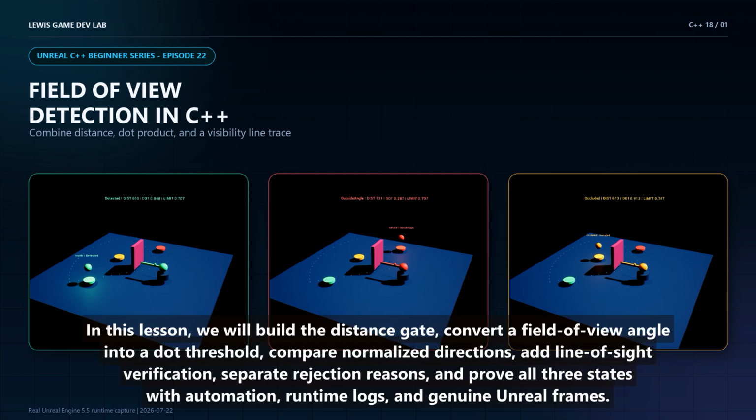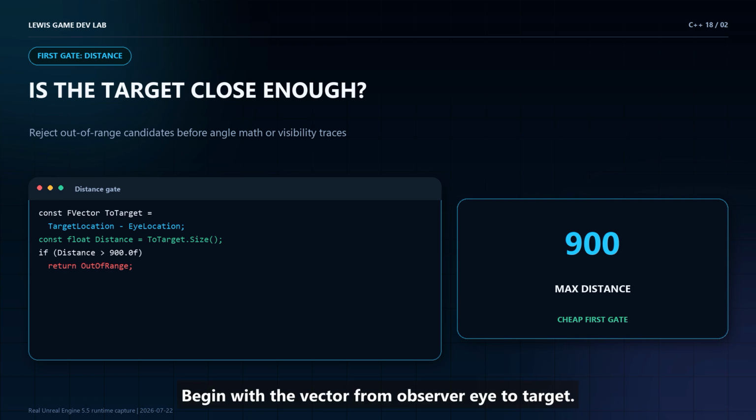occluded. In this lesson, we will build the distance gate, convert a field of view angle into a dot threshold, compare normalized directions, add line-of-sight verification, separate rejection reasons, and prove all 3 states with automation, runtime logs, and genuine Unreal frames. Begin with the vector from observer eye to target.